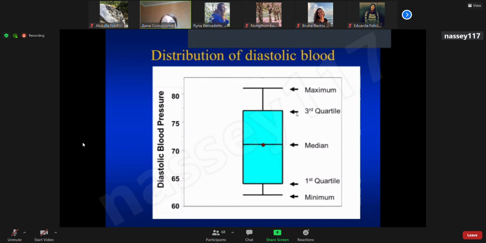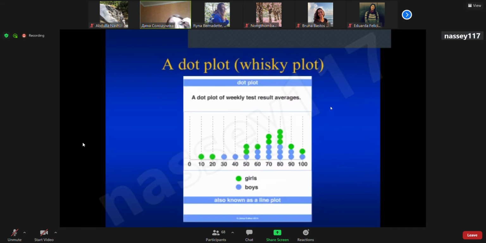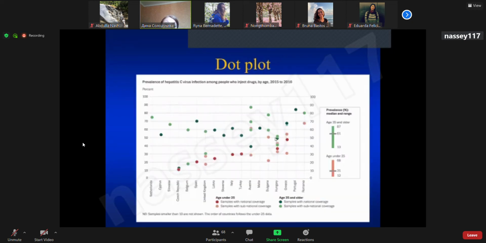This is a dot plot, which is a very good graph just to show distribution, like results of average academic performance for girls and boys being compared. Or a dot plot where we have just 2 parameters compared, like younger people under age 25 and people aged 35 plus, where we study prevalence of hepatitis C viral infection among people who inject drugs.